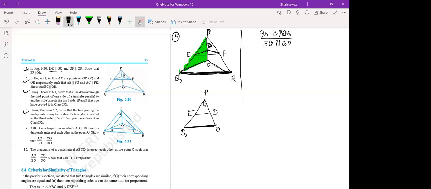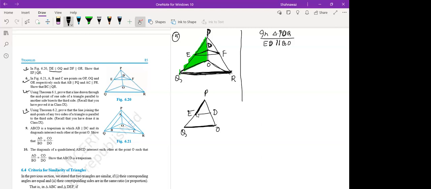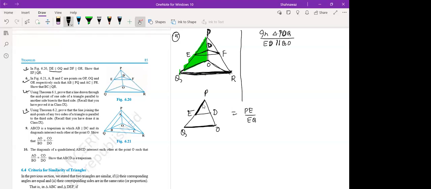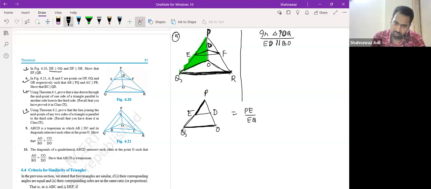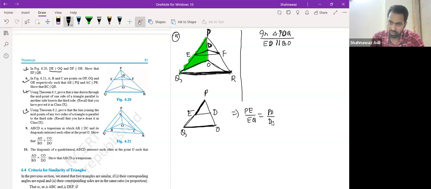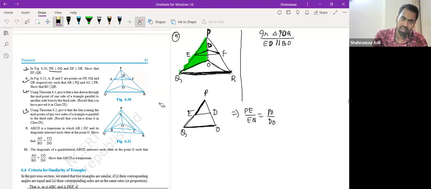So first we should take the shorter side, right? So PE by EQ, first PE and then EQ, this would be equal to PD by PO, PD by DO. This forms theorem 6.1. So is that clear, guys?